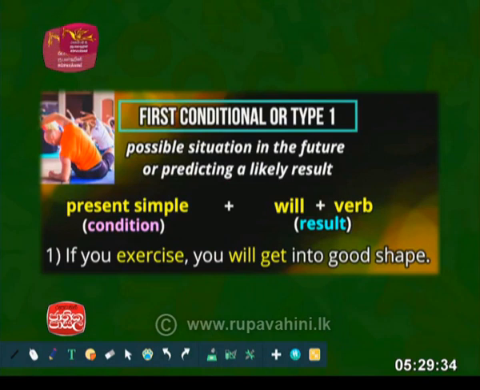We have used a few examples. You can see these children. So as we said, possible situation and we are talking about the future. Therefore it is possible. Right? If you do the condition, if the condition is fulfilled, it's very easy to get the results. Right? Right. So if you exercise, what will happen? You will get into good shape. If you don't exercise, Terence, you will not get into good shape. Exactly. You will be bulky. Exactly. You will be fat. Yes. So this is how you can put into negatives also.